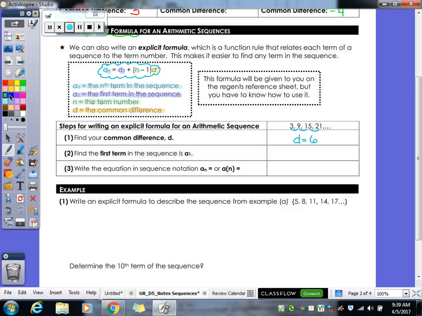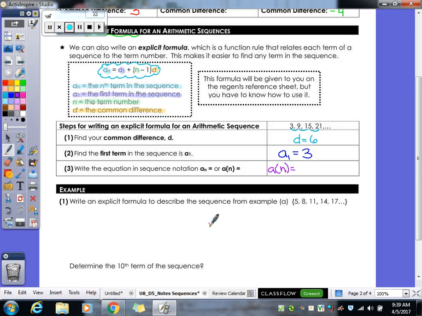Next, they want to know what is our first term. So our first term is 3. So our a sub 1 equals 3. Then you're going to write the sequence in notation using either a sub n, or you can use the function notation a of n. It does not matter which one you use.